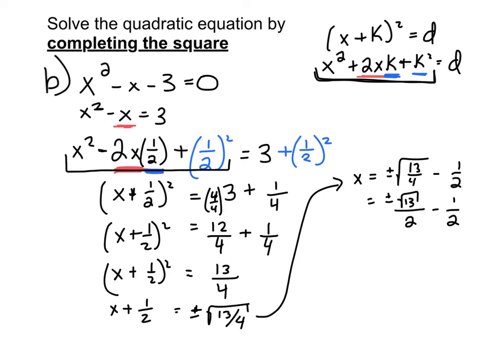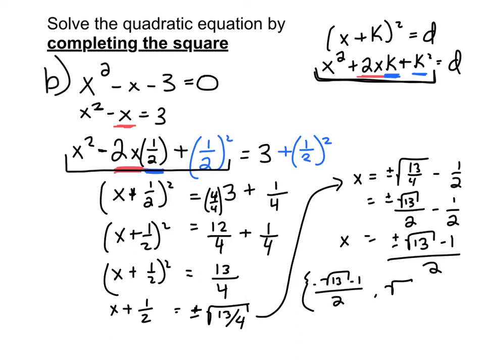Alright, now I have both fractions with 2 on the bottom, so I can combine them. So I have plus or minus the square root of 13 minus 1, divided by 2. Alright, now I should write my solution set. So always start with the smaller of the two, so negative square root of 13 minus 1 divided by 2, comma, and then the positive square root of 13 minus 1 divided by 2. And then that's your solution set.